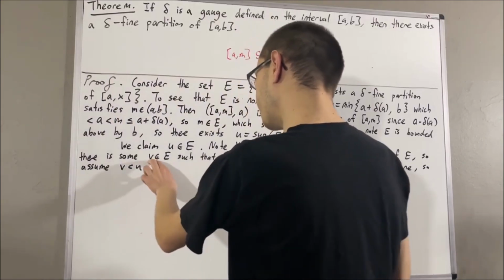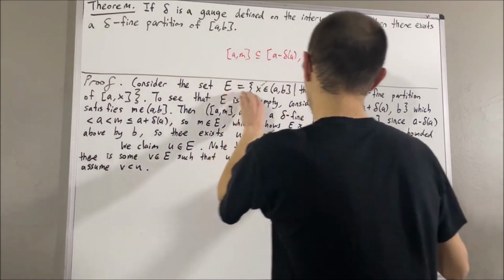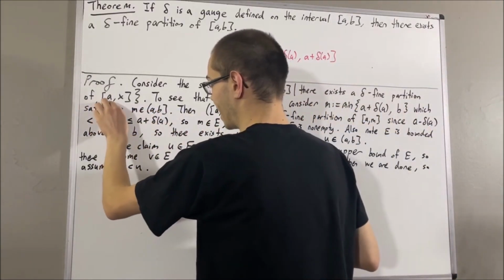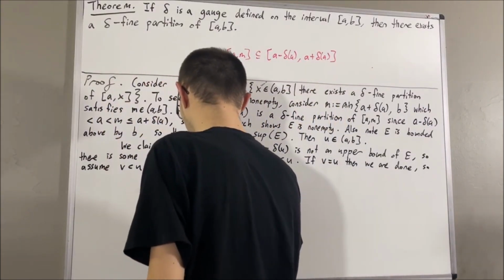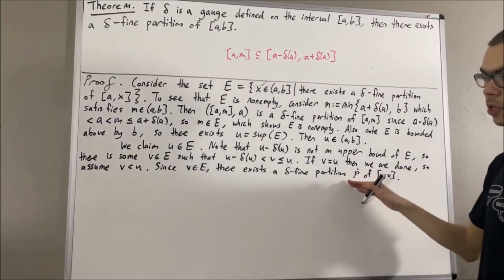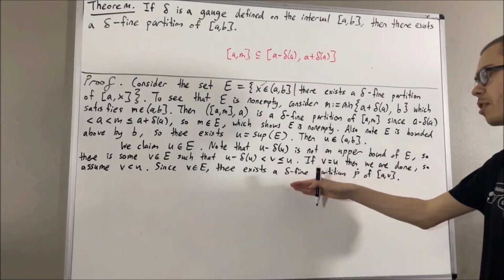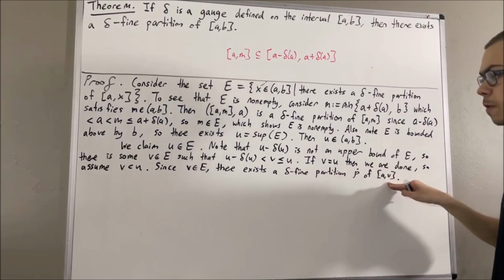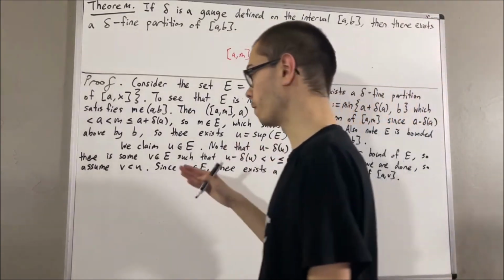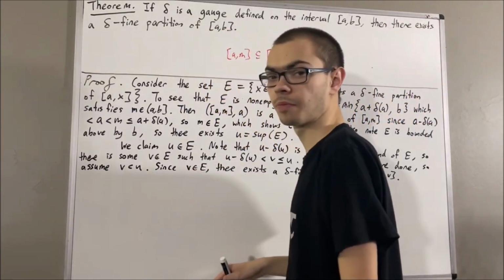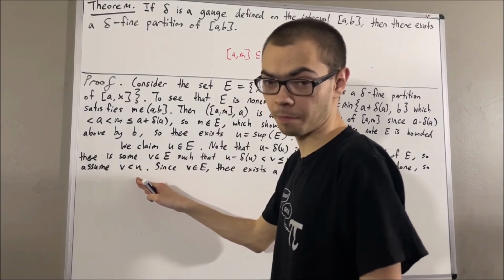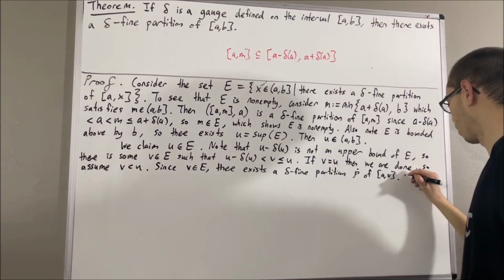Well then, since V is an element of E, by definition of the set E, this means that there exists a delta-fine partition of the interval A comma V. And I'll call that partition P. So we have a delta-fine partition of the closed interval A comma V. But the claim is we can also find a delta-fine partition of the closed interval V comma U. And in fact, that partition is going to be the interval V comma U itself with the tag at U.